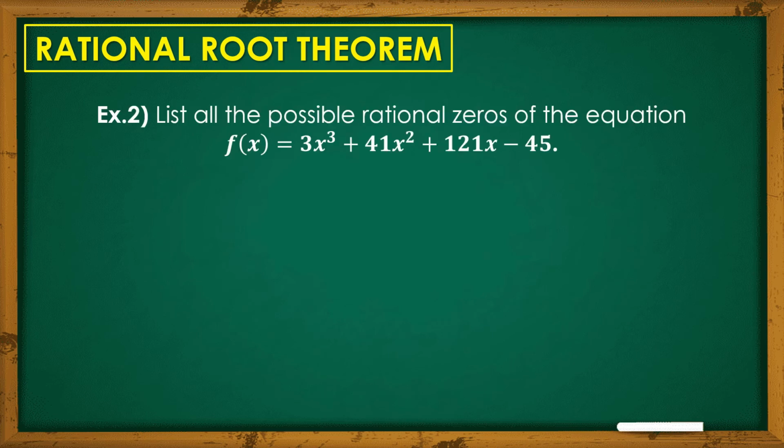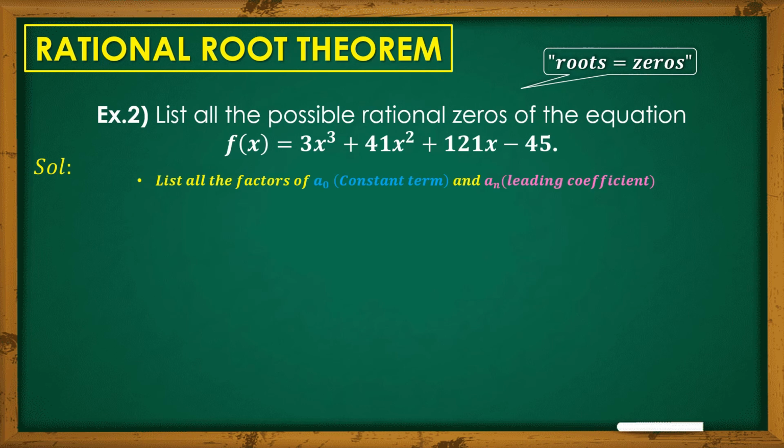Let's have another example for rational root theorem. List all the possible rational zeros of the equation f of x equals 3x cubed plus 41x squared plus 121x minus 45. Kung titingnan natin, ang hinahanap ay possible rational zeros. Take note, zeros are the same with roots when it comes to algebra. Rational root theorem can be called as rational zeros theorem. So parehas lang yung gagawin natin kagaya nung kanina.